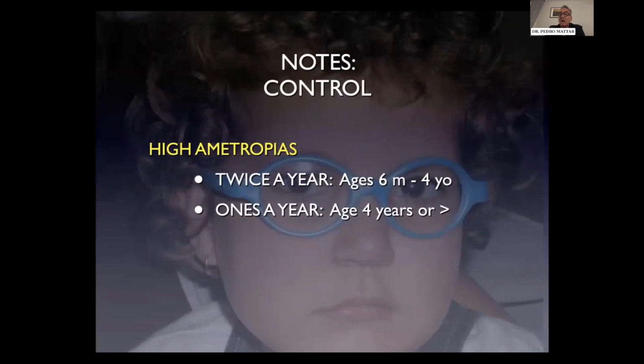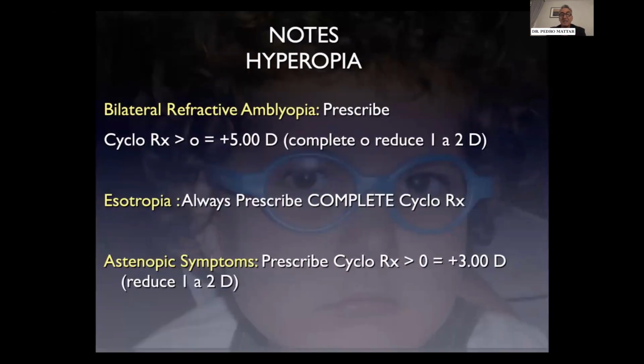We need to know how to control these patients when they have high ametropia. So we will do it twice a year in patients until 4 years of age, and once a year in patients that are 4 years or more. We're talking about patients that do not have an association of strabismus or any other important problem in the eyes.